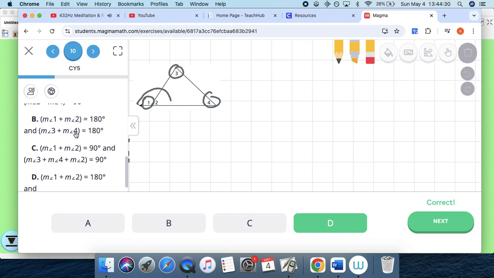And I misread this. Angle 3 plus 4 does not equal 180. It's 2, 3, and 4 that equals 180.